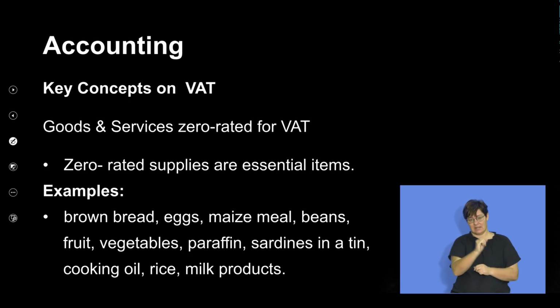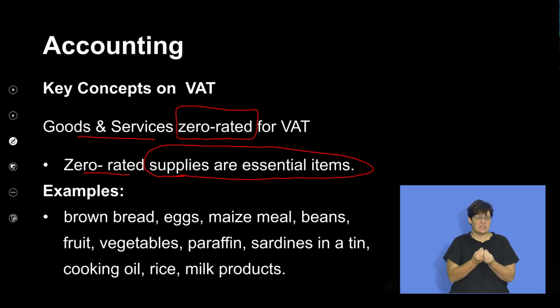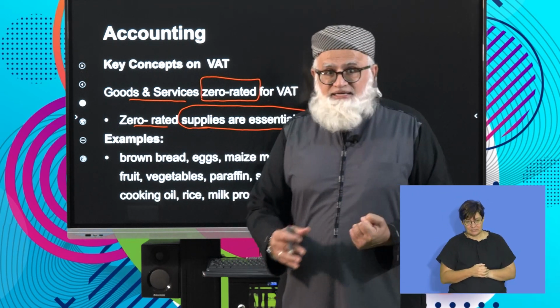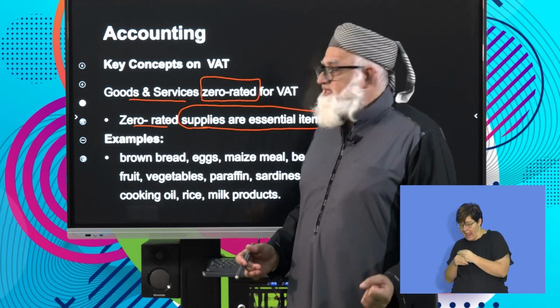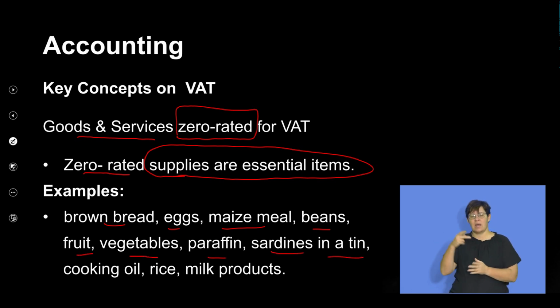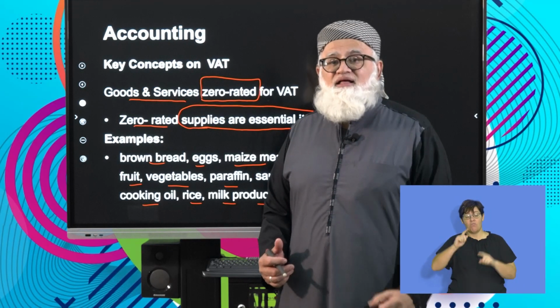Now we come to goods and services that are zero rated for VAT. This would include essential items, and this list also can be changed and updated depending on the needs of the country. Currently, what you would find on your zero rated list would be brown bread, eggs, maize meal, beans, fruit and vegetables, paraffin, sardines in a tin, cooking oil, rice, milk products. Basic items that are used by consumers that are zero rated, meaning there's no VAT.